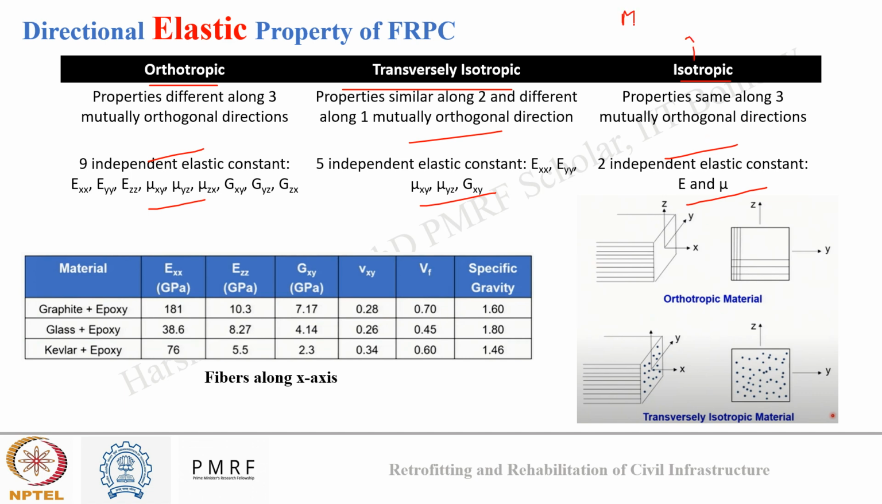An example of isotropic can be metal. Okay, metal is an isotropic material. Okay, so here you can see in the images also isotropic material and transversely isotropic material, how they appear, and how properties of fiber along x-axis dictate the elastic properties for different combinations of FRPC.